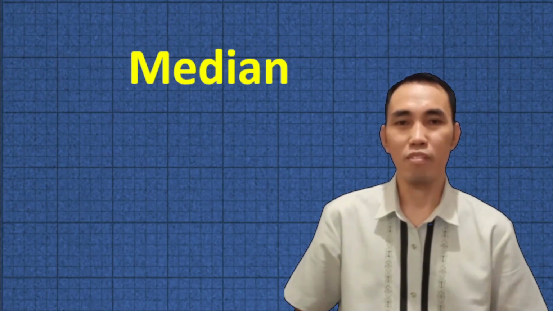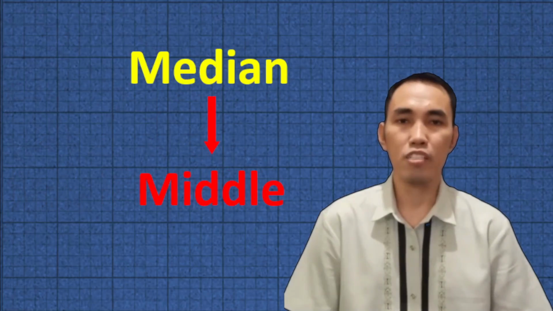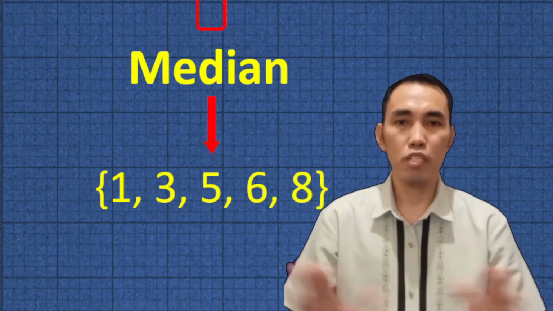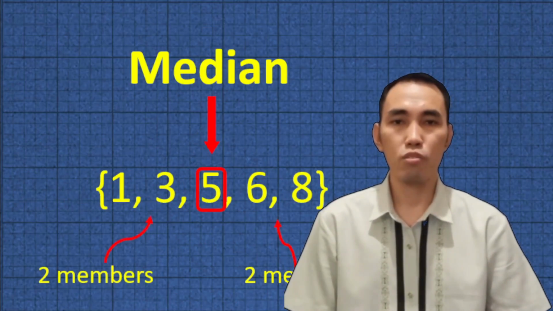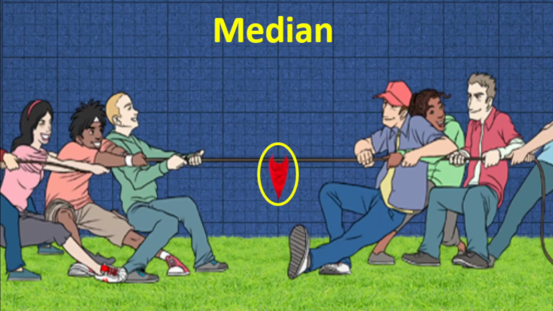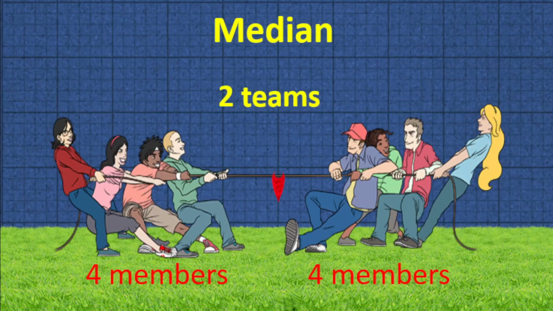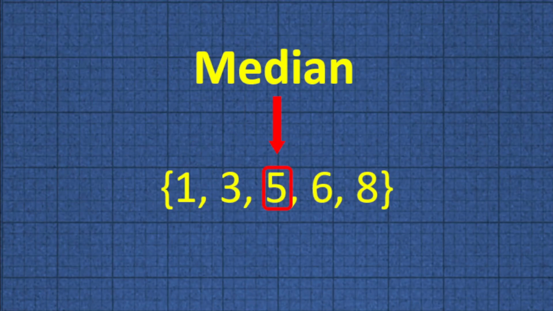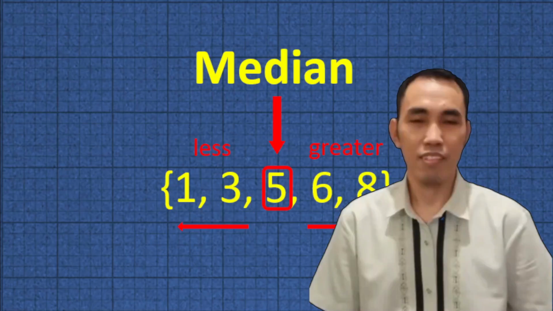Alright, that's the mean. Now what about the median? The median is the middle of a dataset. It's the number that splits the dataset into two equal size groups, much like two teams playing tug of war. The median is the marker or flag placed in the center of the rope, dividing the players into two teams with equal number of members. In the case of our dataset, one half contains members that are greater than the median, and the other half contains members that are less than the median.